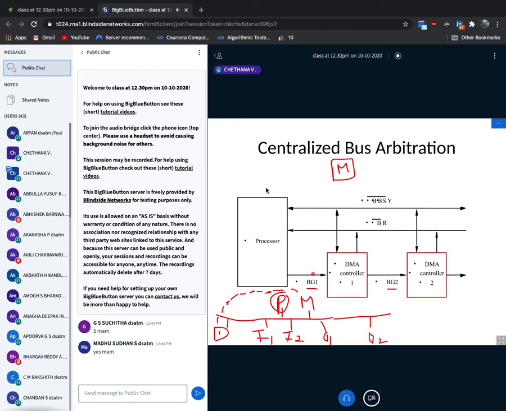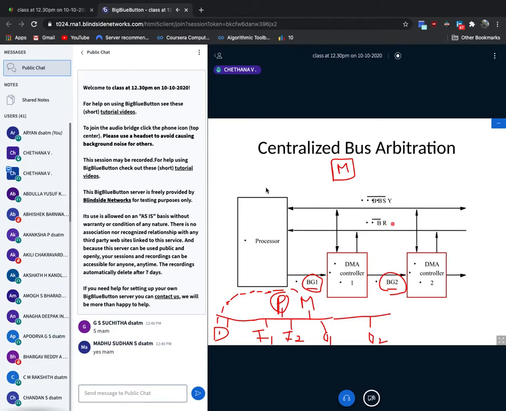Now here, see BG, bus grant. This signal provides the permission to use the bus. BG1 means the bus will be granted for device 1, and BG2 means the bus will be granted for device 2. Which is my second device? DMA controller 2. Which is my first device? DMA controller 1. Suppose DMA controller 1 doesn't want it, it will grant the permission to DMA controller 2. Like that it will provide the grant or permission to use the bus.